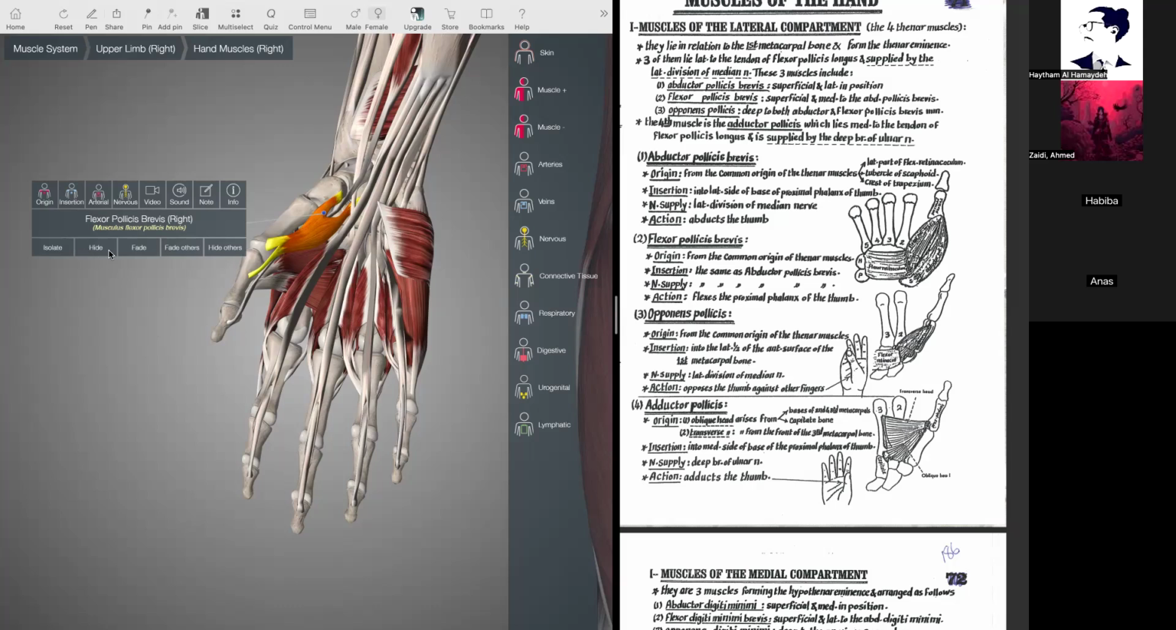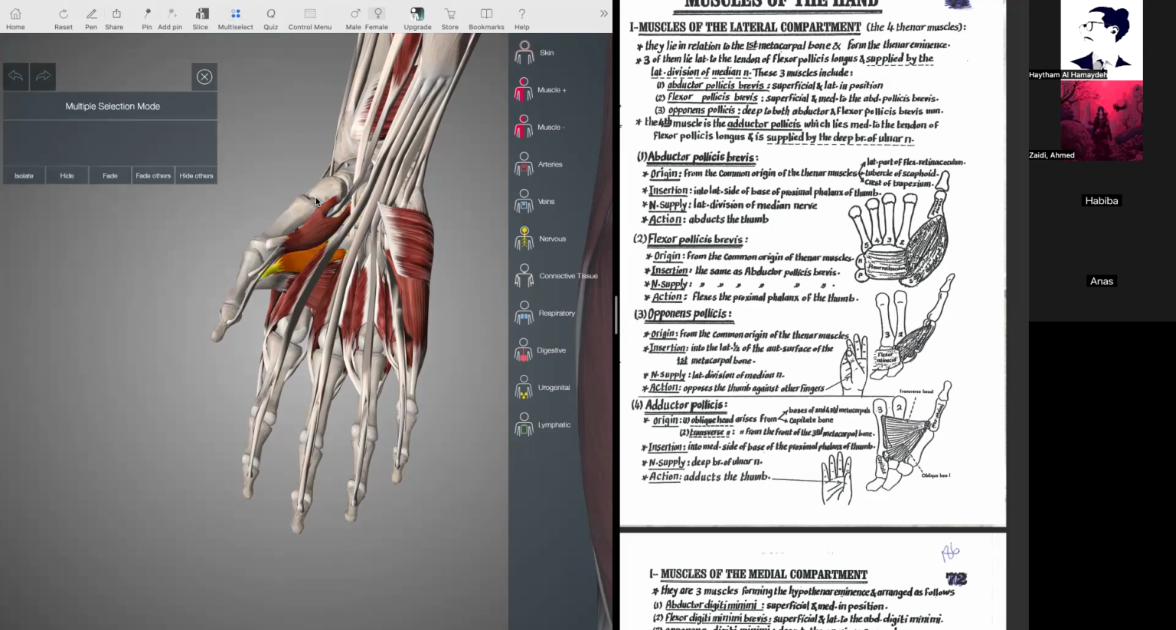And finally, I'm going to show you this one. You can select multiple, and I'm going to isolate.